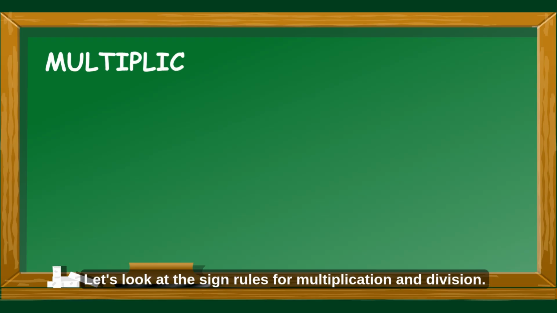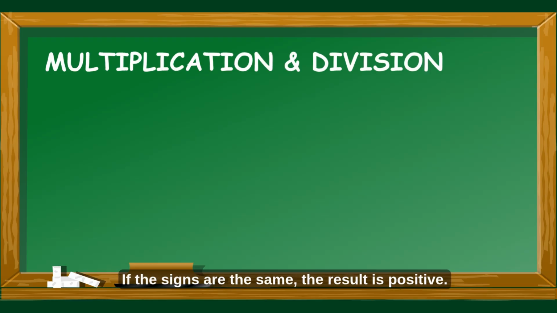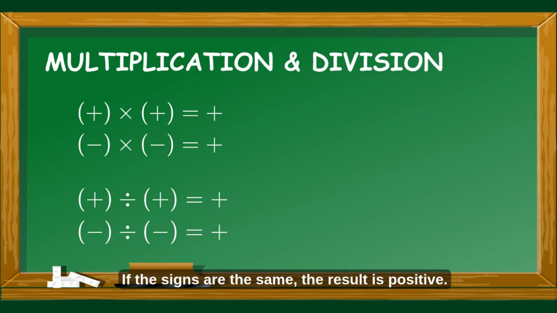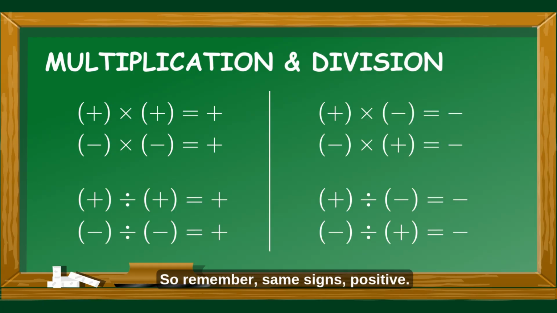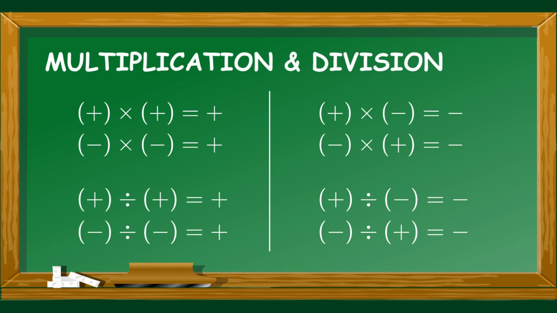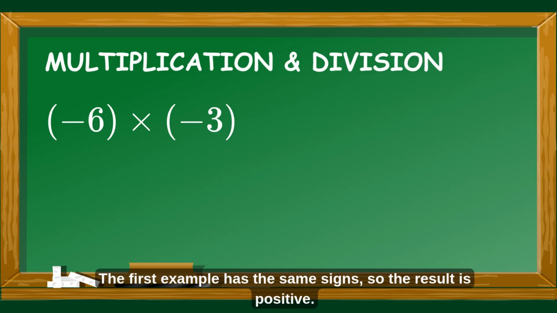Let's look at the sign rules for multiplication and division. If the signs are the same, the result is positive. If the signs are different, the result is negative. So remember, same signs, positive. Different signs, negative. The first example has the same signs, so the result is positive.